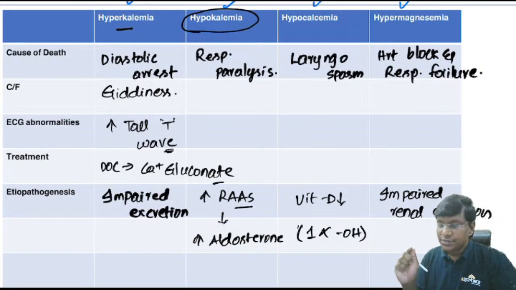Now, what is the purpose of giving calcium gluconate? Remember, calcium gluconate will not reduce the potassium levels. Calcium gluconate will sensitize the myocardial membrane against cardiac arrhythmias. That is the purpose of giving calcium gluconate. It will only sensitize the cardiac membrane against the arrhythmias.